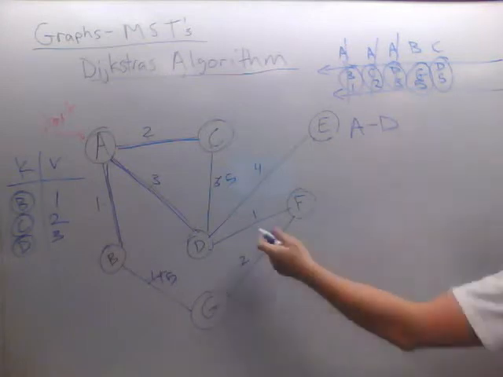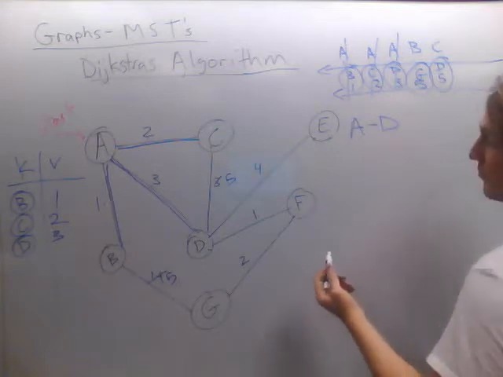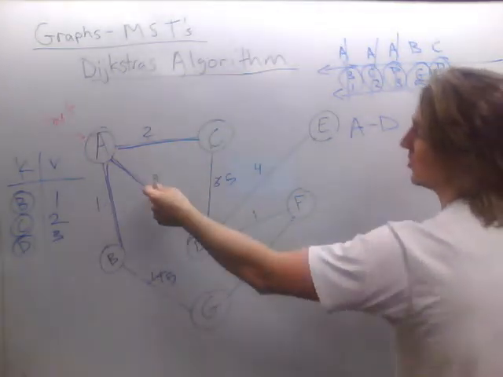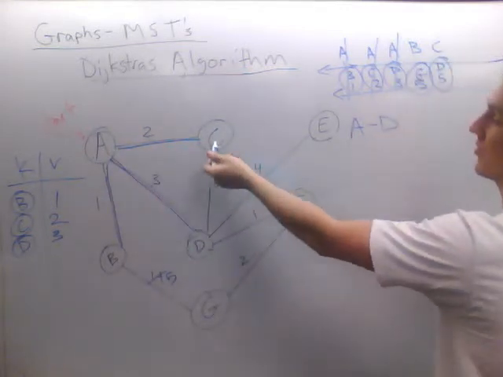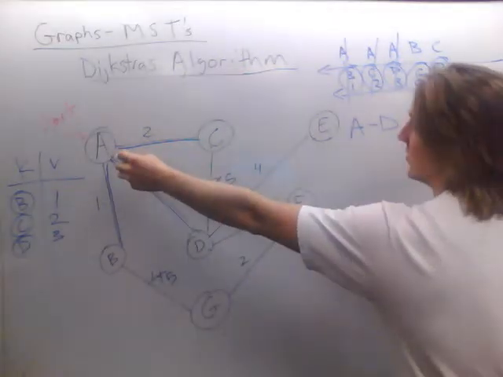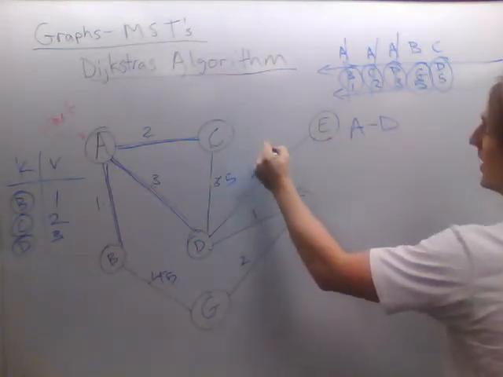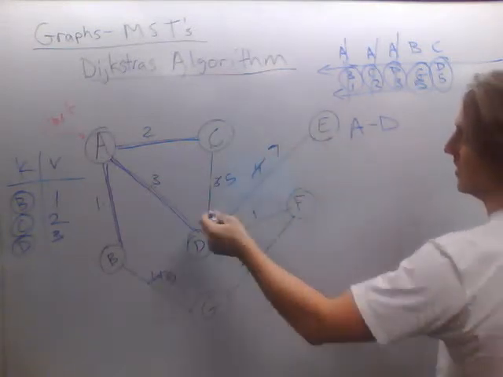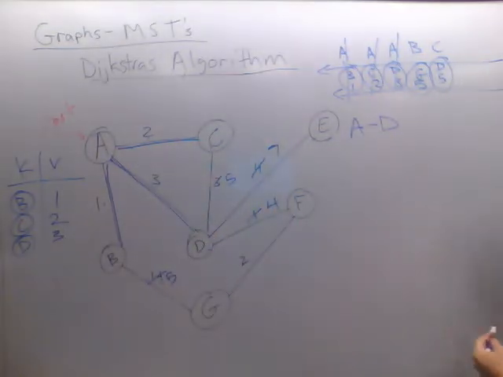So C's already been visited. I don't need to update this. Plus, it wouldn't cost less to go 3 plus the original 3 to get to C, so I wouldn't have to update that anyway. But to travel to D costs 3. To get to E from there costs 4. So that's total path 7. And we do the same thing: 3 plus 1 is going to be total path 4. So I have to add each of the new neighbors into my priority queue.